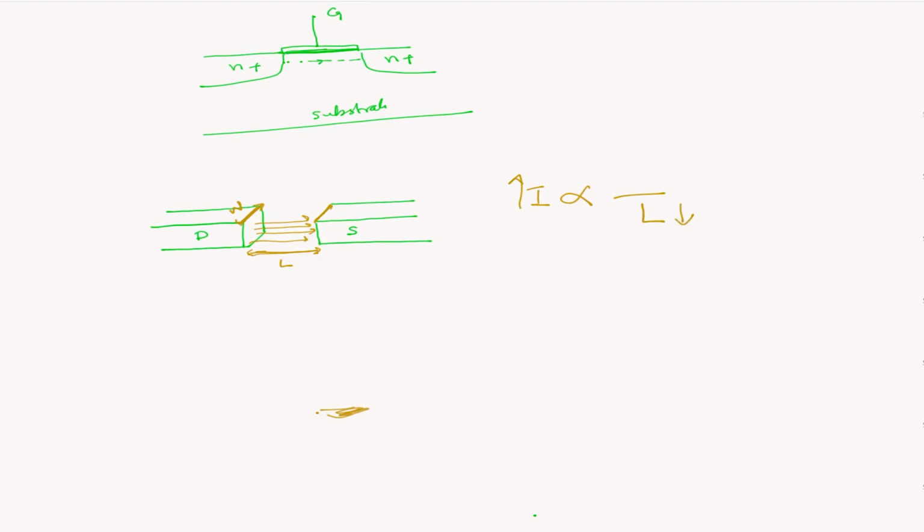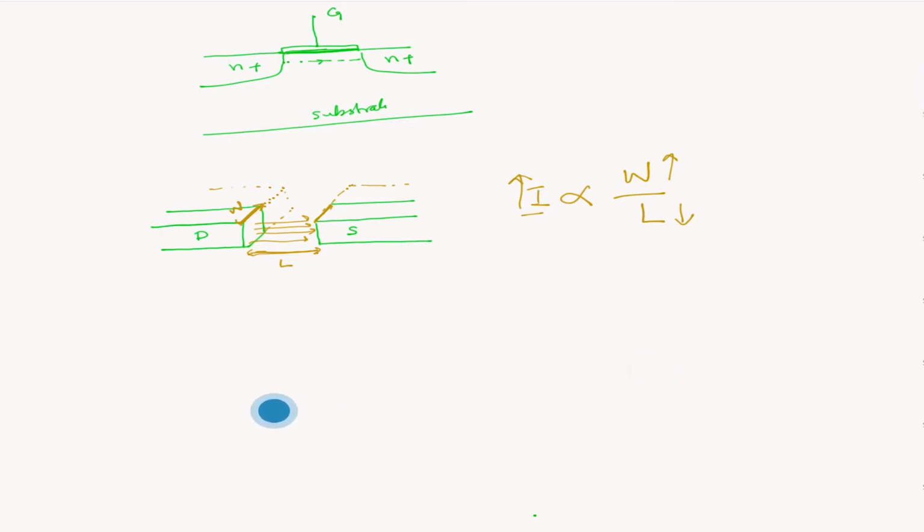However, with the width, when you make this width bigger, you have a much larger area that can keep the current flowing. So when width increases, current increases. So the equation is W over L. Typically, those are the constants for a given transistor.